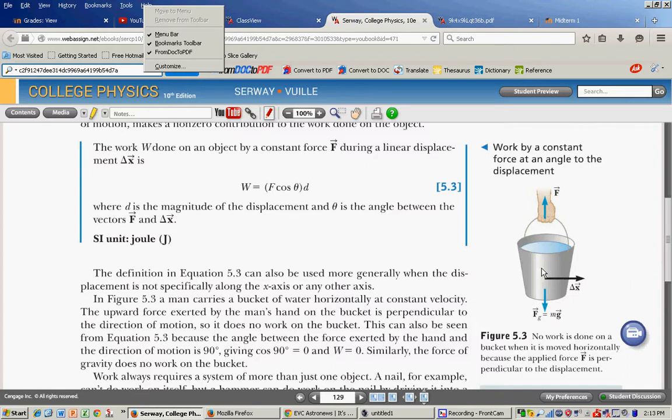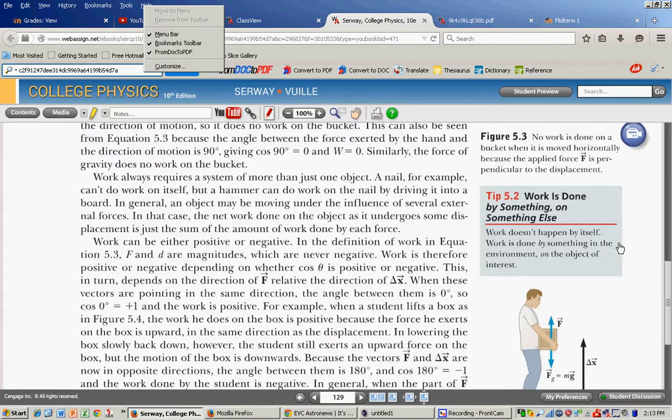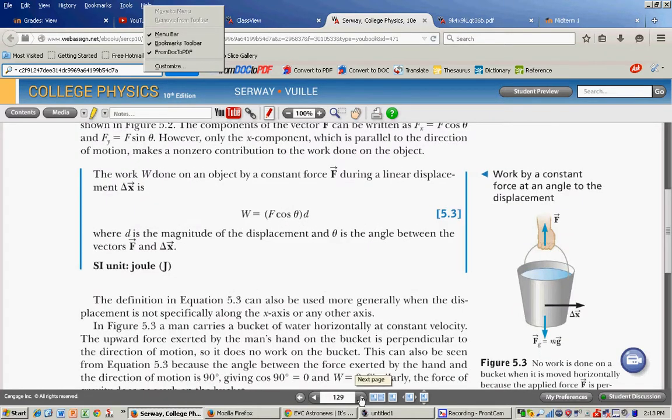You know what I mean? So you hold the bucket and just move to the side. There is no work done on the bucket, because the work done by the hand and by the gravity, they will cancel out. So there is no force applied in the direction of motion. There is no net force. Those two forces cancel out. No net force applied in the direction of motion. Okay.